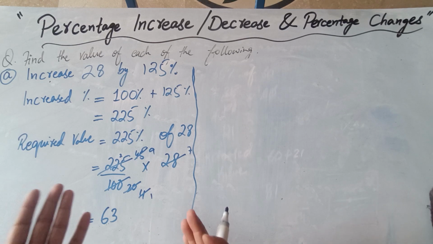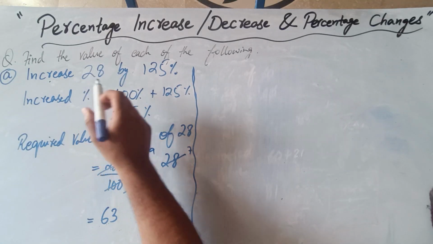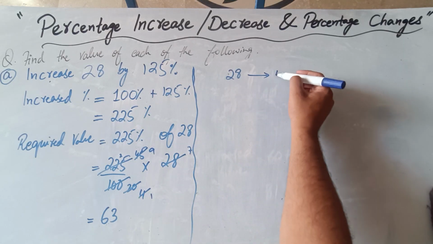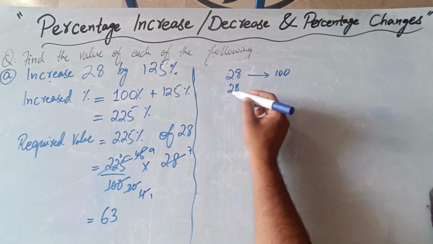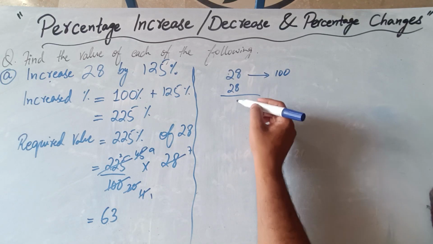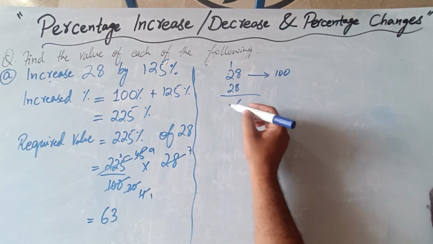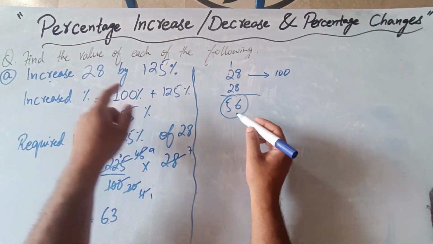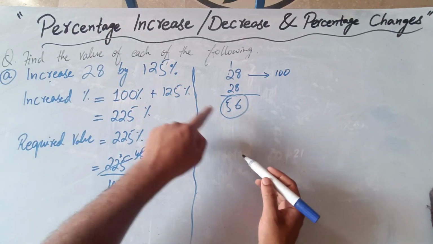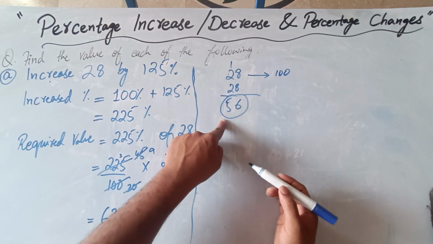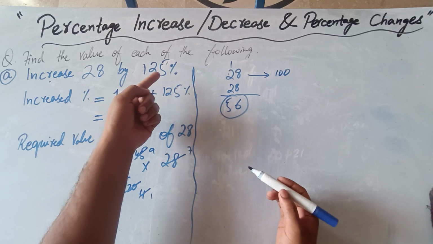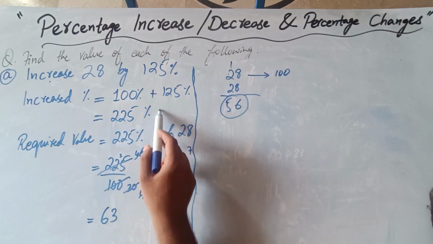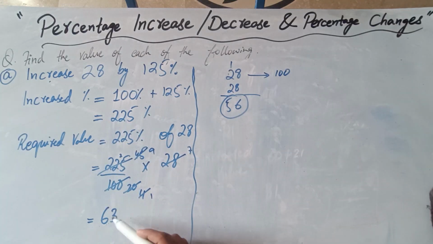It's very common sense that 100% of 28 is itself, 28 is 100%. So 100% of 28 would be 28. So what would it be? 8 plus 8 is 16, so it would be 56. When we add 100% in it, it would become 56. Now we have to find out 125%. So 225% would be this total.